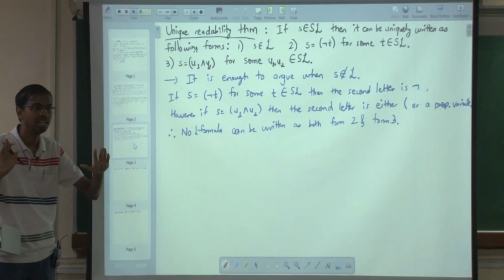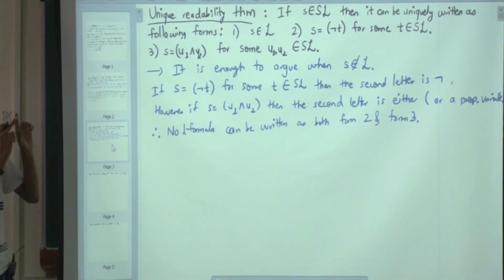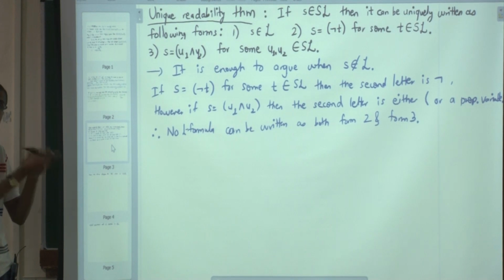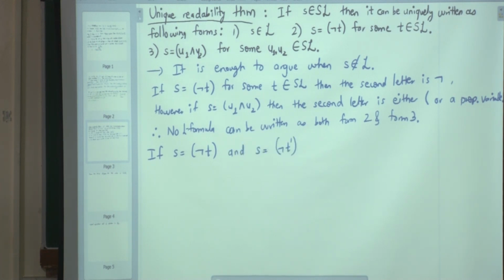That much is clear. Now, if I have the same formula, can it be written in two different ways using form 2? So the next question is, if S is equal to negation T and S is equal to negation T dash for T and T dash in SL, then can you conclude that T is equal to T dash?